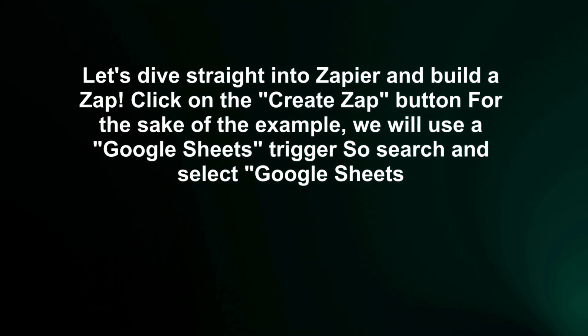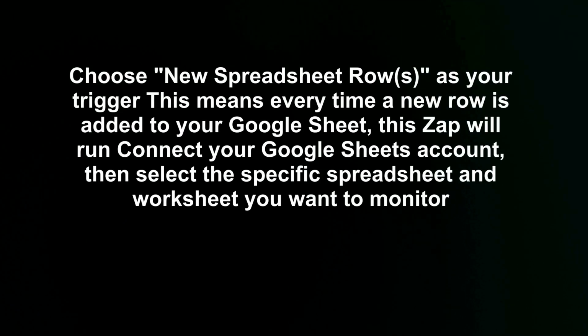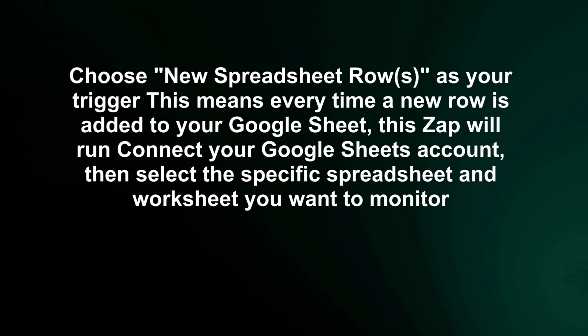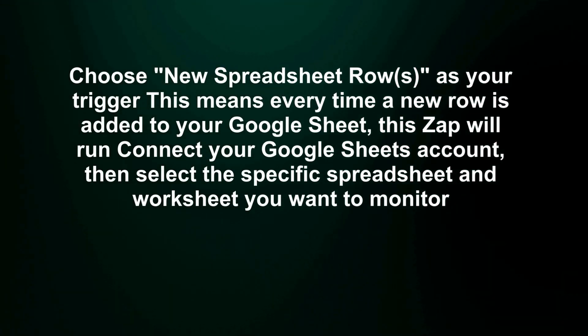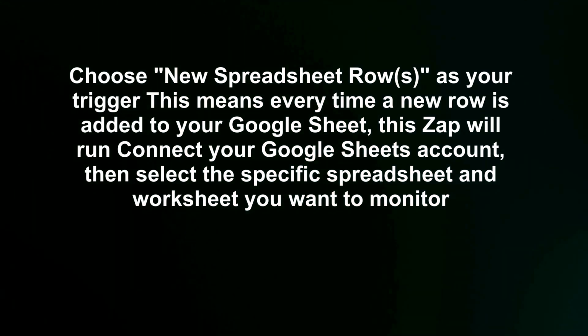For the sake of the example, we will use a Google Sheets trigger, so search and select Google Sheets. Choose New Spreadsheet Row as your trigger. This means every time a new row is added to your Google Sheet, this Zap will run. Connect your Google Sheets account, then select the specific spreadsheet and worksheet you want to monitor.